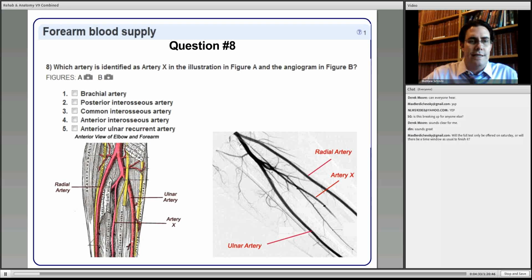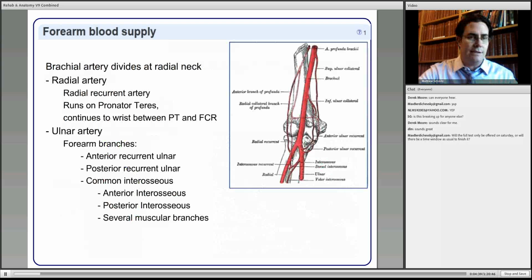Which artery is identified as artery X in the illustration in figure A and the angiogram in figure B? Well, this requires just some basic knowledge. First we need to remember that the brachial artery divides at the radial neck into your radial artery and your ulnar artery. The major branch that comes off your radial artery is the radial recurrent, and then that radial artery continues on and runs on the pronator teres and continues to the wrist between your pronator teres and your FCR.